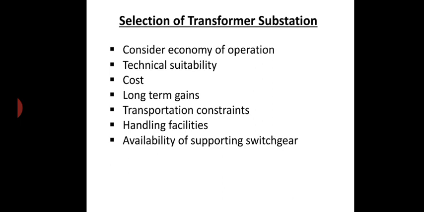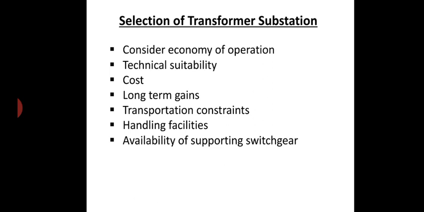And transportation constraints: whether the transformer is easily transportable, whether the center is near the roadside and easily accessible, etc. And handling facilities: some transformers are bulky in size, so they should be easily handled. Corresponding equipment like JCBs, etc., should be arranged easily and the transformer should be handled safely without any damage.